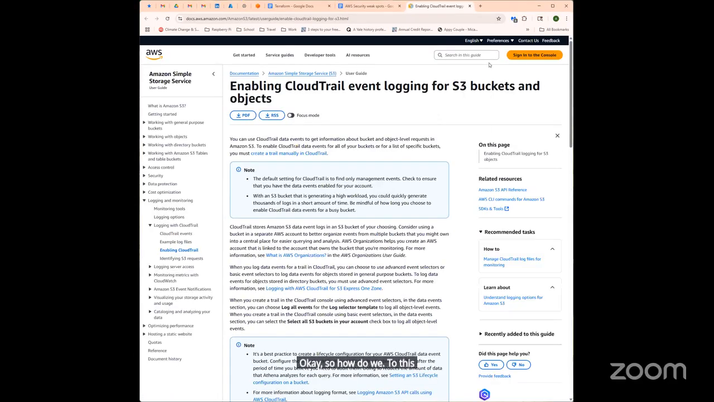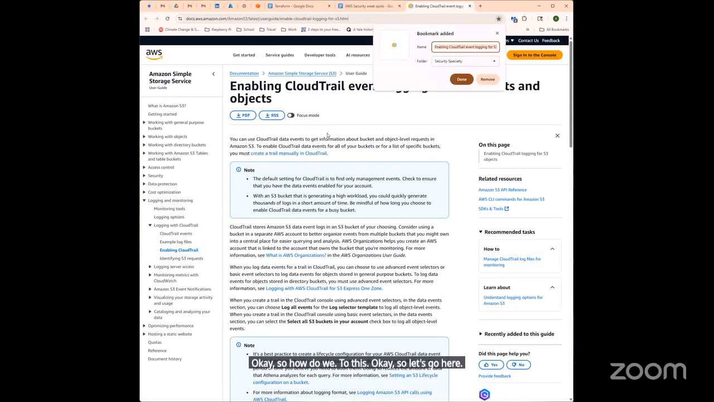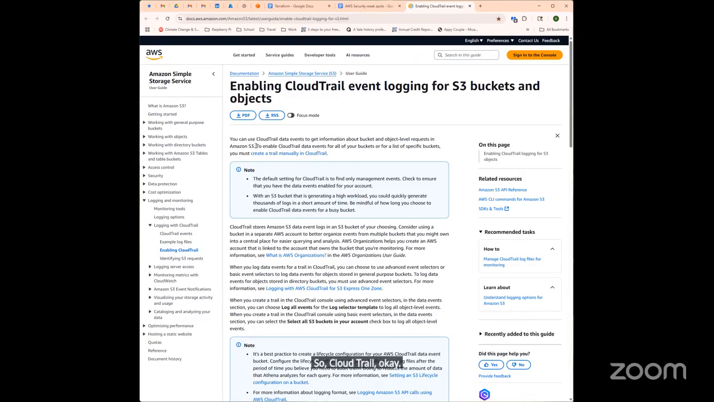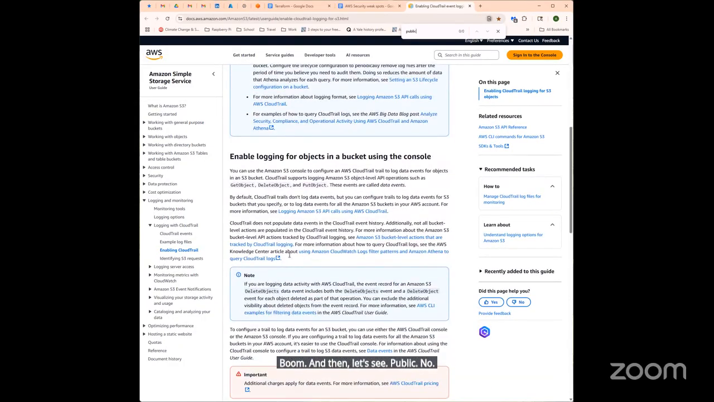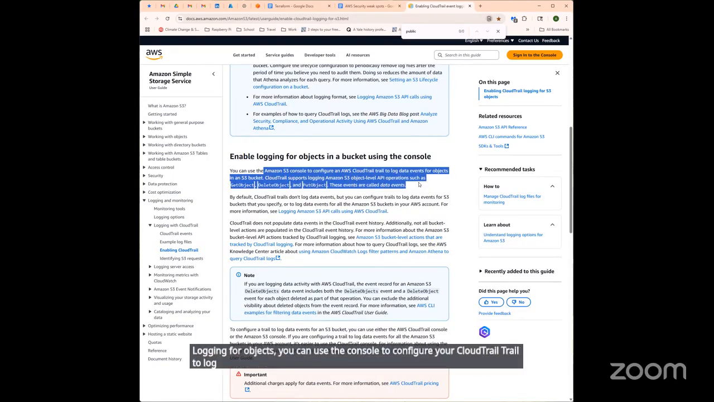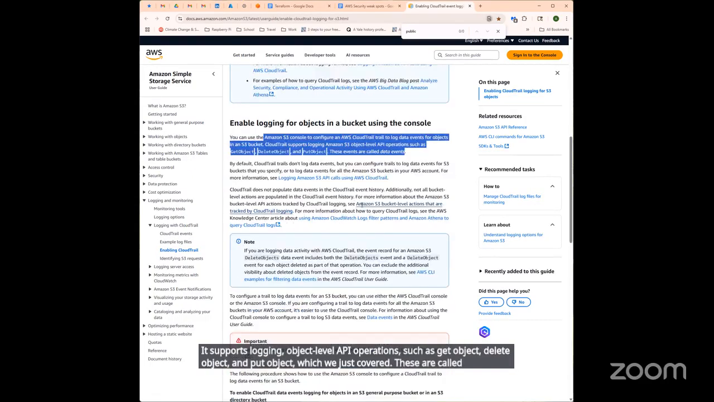Okay, so how do we do this? Let's go here. So CloudTrail, okay. To enable CloudTrail for all your buckets, boom. And then for logging for objects, you can use the console to configure a CloudTrail trail to log data events for objects in the bucket. That's your portion right there. It supports logging object level API operations such as get object, delete object, and put object, which we just covered. These are called data events, which we already covered.